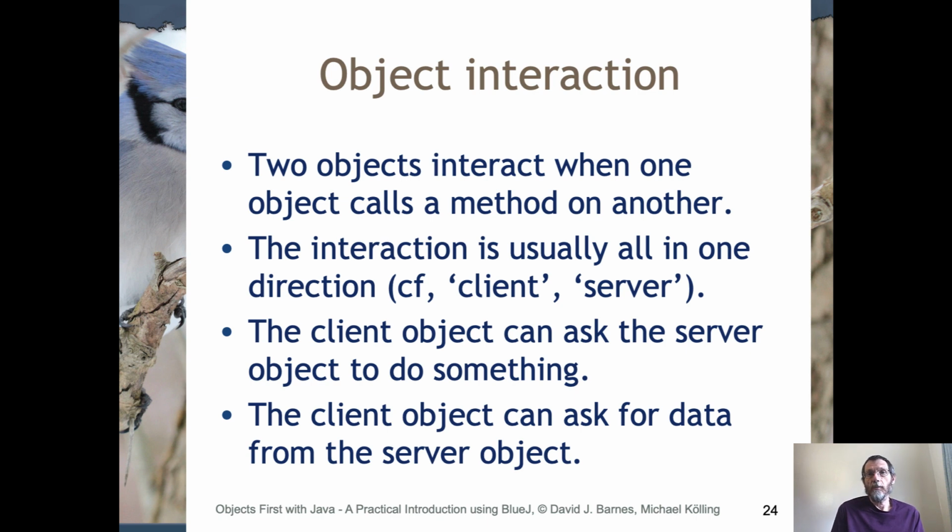So a client object asks a server object to do something for it, and it could be that it asks the server object to carry out some action, or it could be that it asks the server object for some information that the server object has stored within it.